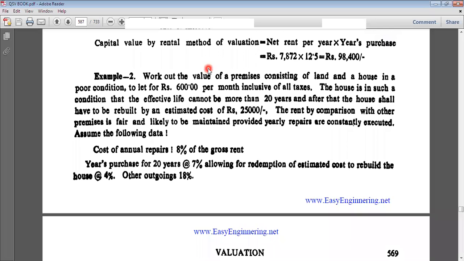Okay, so what have they assumed? The cost of annual repairs is 8% of the gross rent. What is the annual repair? 8% of the gross rent. Years purchase for 20 years at 7%, allowing for the redemption of the estimated cost to rebuild the house at 4%. Other outgoings are 18%. Okay, so this is the given data for this particular problem.